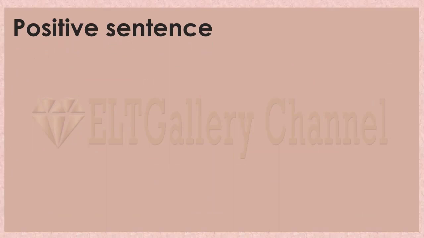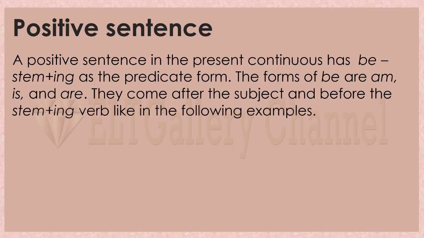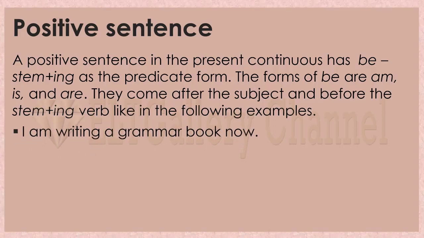Let's start with a positive sentence. A positive sentence in the present continuous has be plus stem plus ing as the predicate form. The forms of be are am, is, and are. Because it's present, we only have three options here: am, is, and are. And then the ing form shows the aspect, that the action is still going on. Be comes after the subject, like in the following examples.